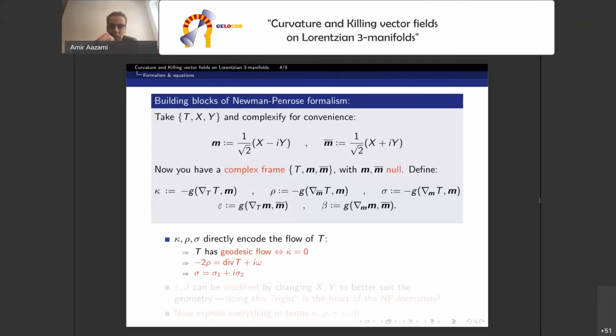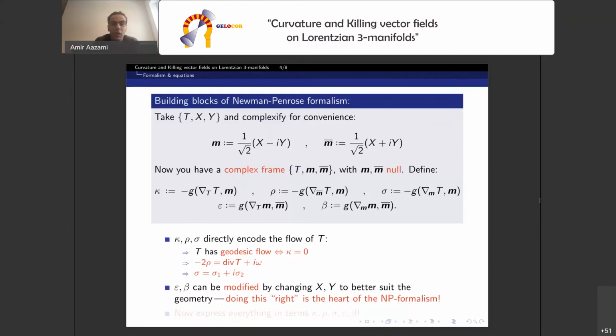But really, to use the NP formalism successfully, these remaining two spin coefficients, epsilon and beta, are just as important, because they can be modified by changing your frame, in particular x and y, to better suit the geometry. Sometimes this can involve just a simple rotation of x and y. For example, you can always rotate x and y and make epsilon 0. That may not be the best thing to do, however, given what you're studying.